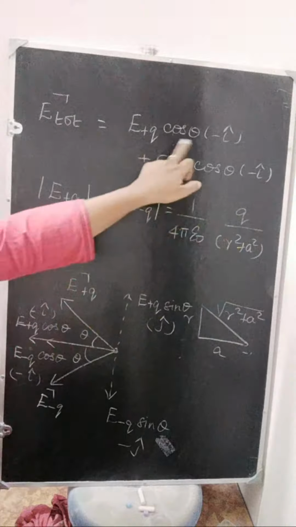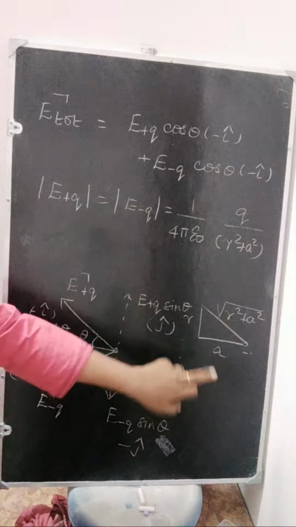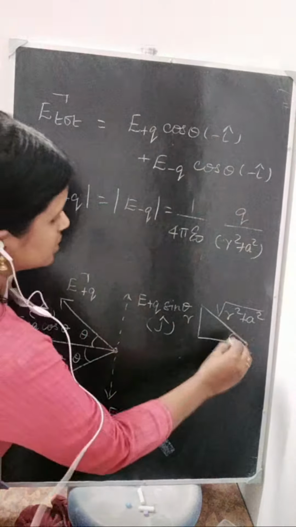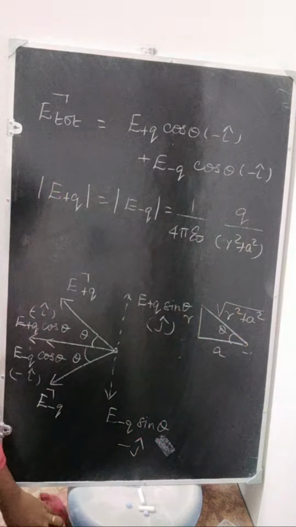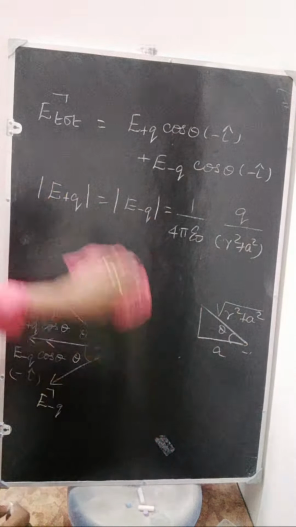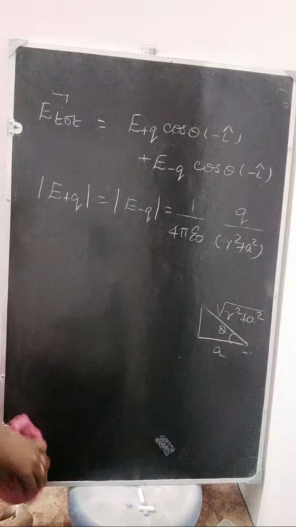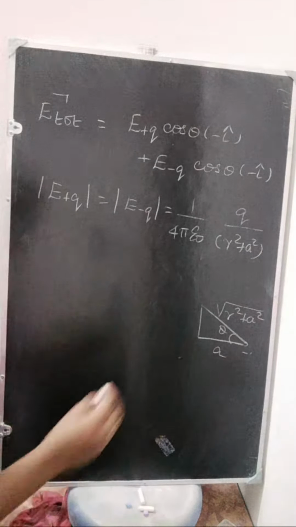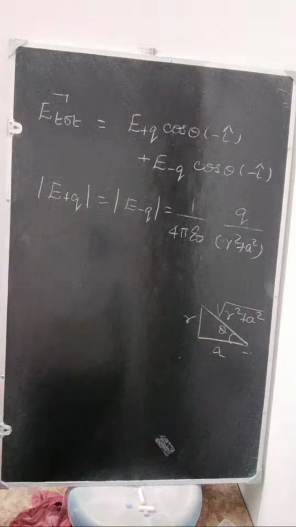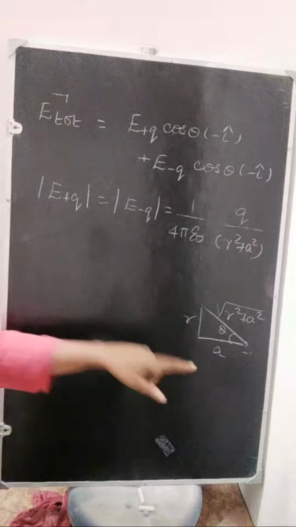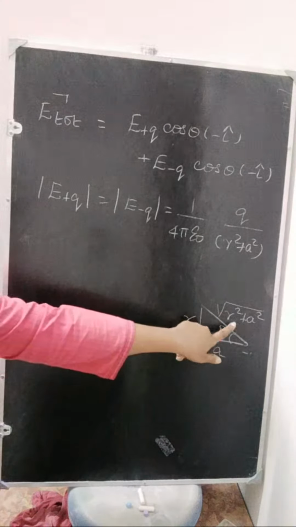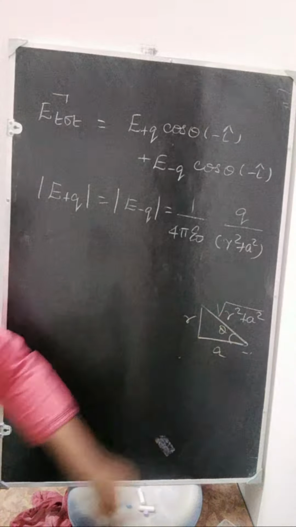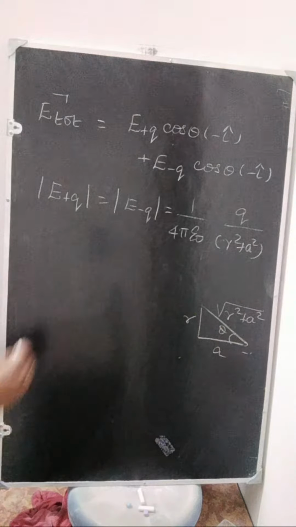Now we have to be very careful along the cos theta components from this triangle. This is theta. So when it is theta, what is the value of cos theta? How to find out the cos theta value? Cos theta value we can calculate by taking the adjacent and hypotenuse. Adjacent is A and hypotenuse value is root of R square plus A square. So what is the cos theta value from this one?